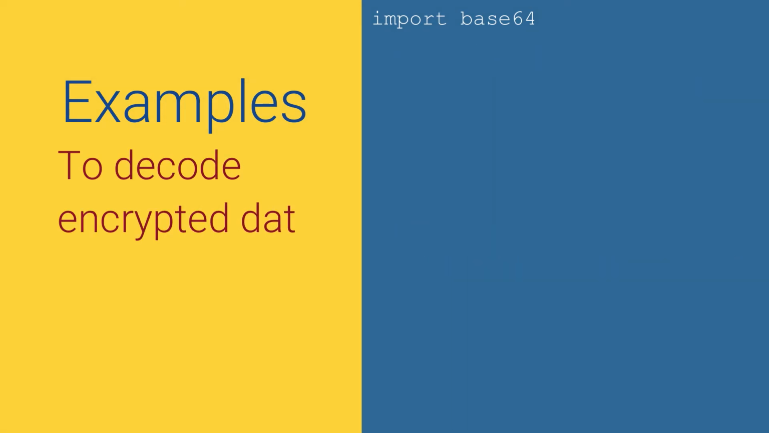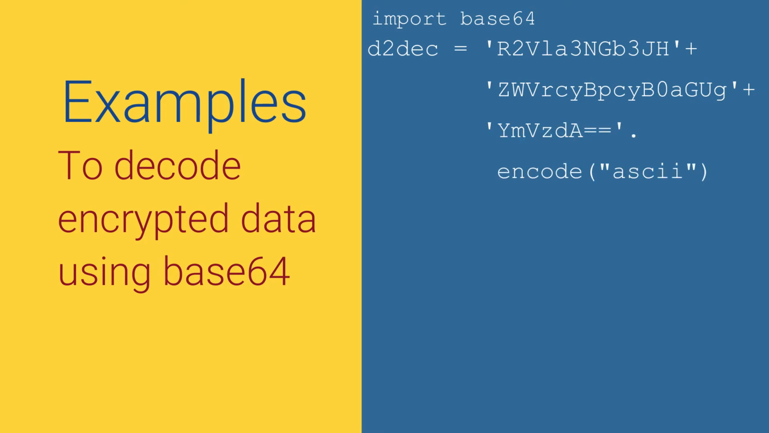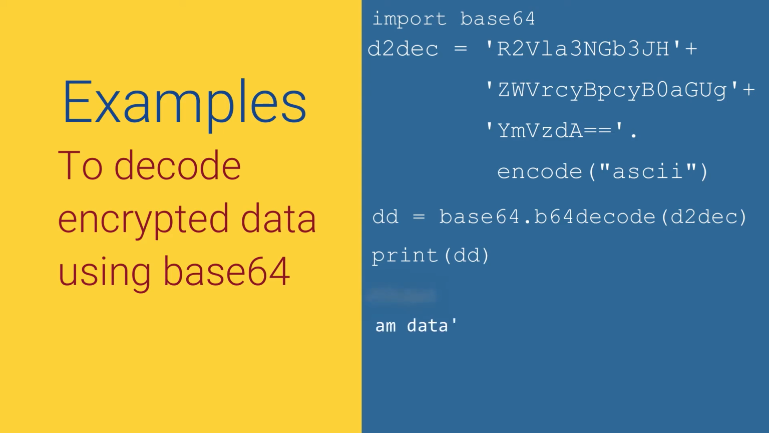Now, to decode any base64 encoded data, take the encrypted data and again convert it into bytes and then pass it into the base64 decode method of the base64 class. It will show your result.